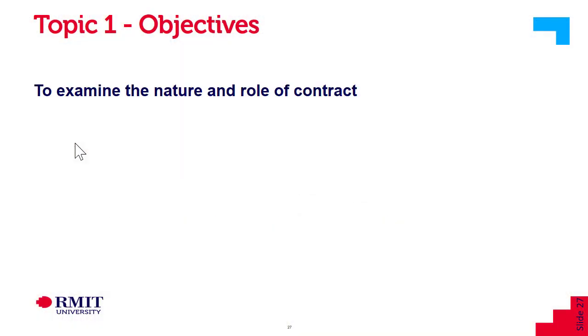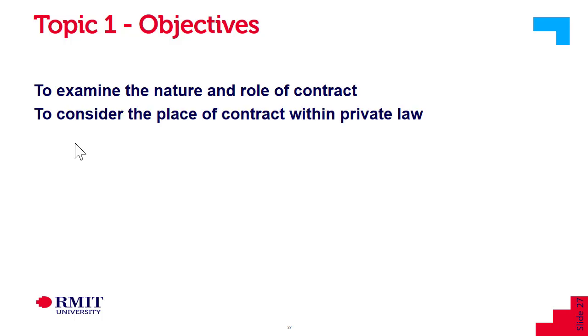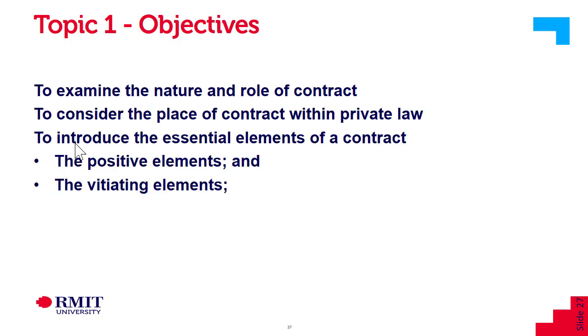So, what are the objectives here? I want us to walk away today having examined the nature and the role of contract, to consider the place of contract within private law. I want to have introduced to you the essential elements of a contract, and there are two parts to that. What I'm going to call the positive elements, so the things that you need to have in order to identify a contract, and the vitiating elements.